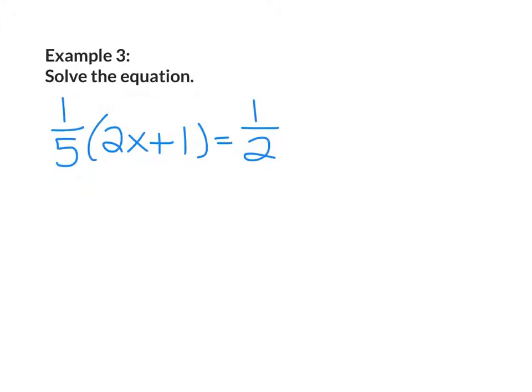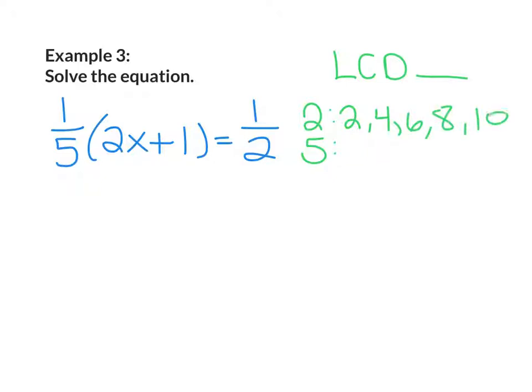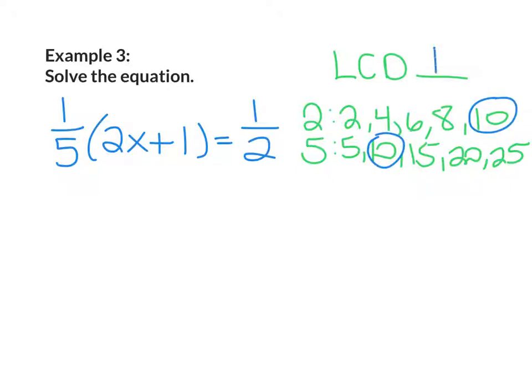Example 3. Solve the equation 1 over 5 times 2x plus 1 equals 1 over 2. So the first thing I need to do is find the LCD. So I'm going to go ahead and list my denominators, which are 2 and 5. I'm going to list my multiples for 2, which are 2, 4, 6, 8, and 10. My multiples for 5 are 5, 10, 15, 20, and 25. I notice that the smallest number they have in common is 10, so that is my LCD.